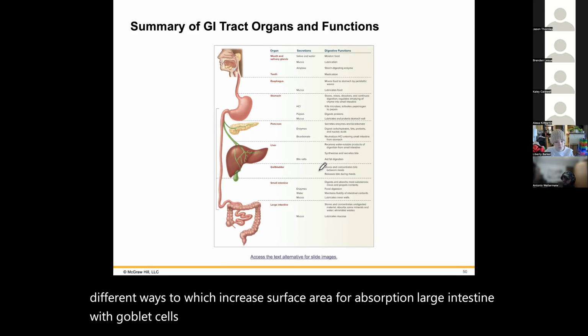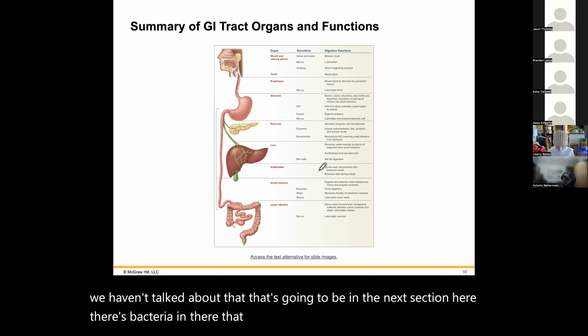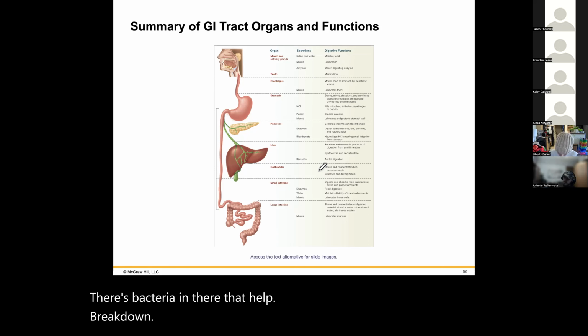Bacteria. We haven't talked about that. That's going to be in the next section here. There's bacteria in there that help break down materials that we don't have enzymes for.